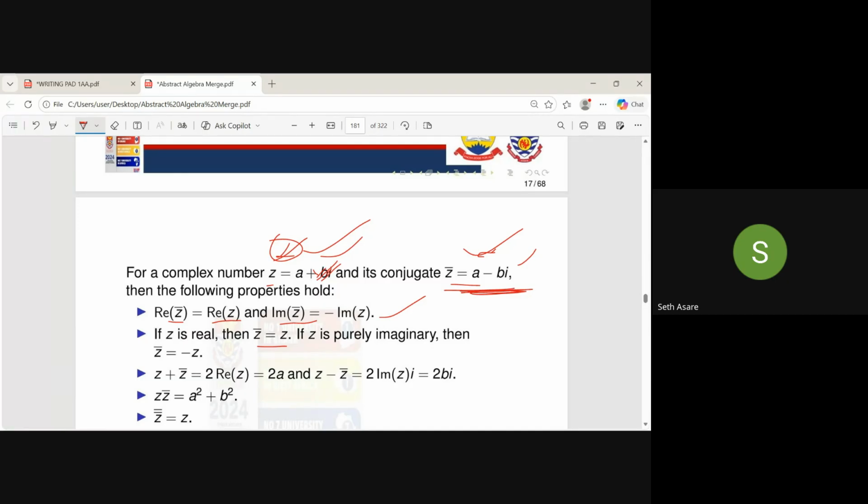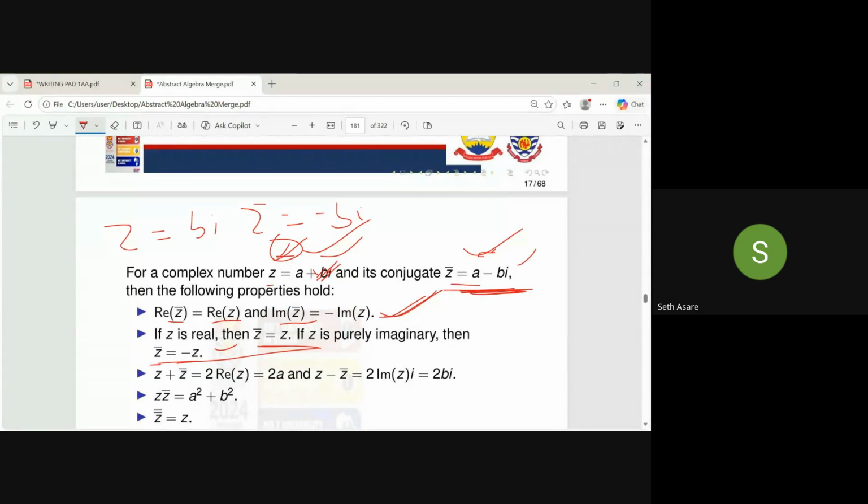And also, if it is purely imaginary, meaning that z, its imaginary part is b, and its conjugate will be minus what? B. Then we can say here that the imaginary part of the conjugate is equal to the negative of what? The imaginary part of the original. This thing that we have written is the same thing here. So this one means what we have said here.